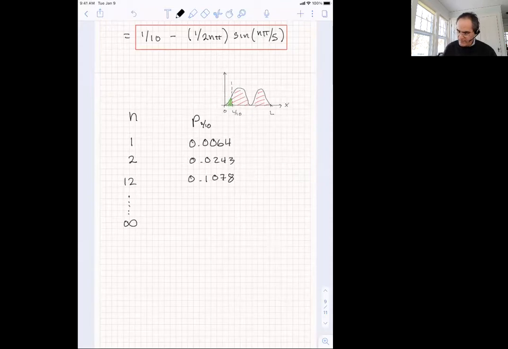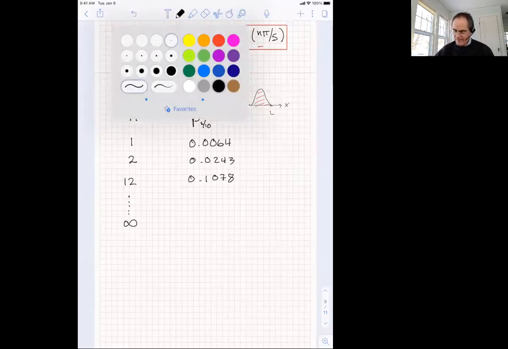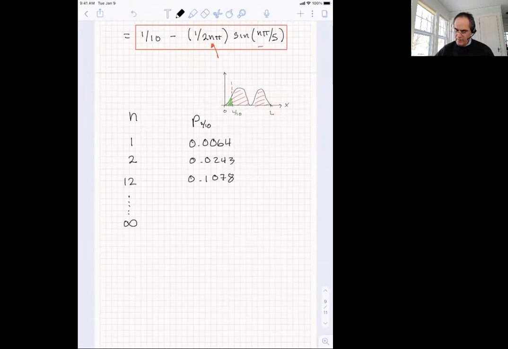And now you don't need to find a calculator to find this. What's the value for n equals infinity? Here, look at our result. Notice that there's a factor of n in the denominator of the second term. If n goes to infinity, then that term will go to 0. On the other hand, the sine term will always be between +1 and -1. So as n goes to infinity, the second term in the equation will definitely go to 0. And if the second term goes to 0, we'll just be left with the first term, 1 over 10. Okay?